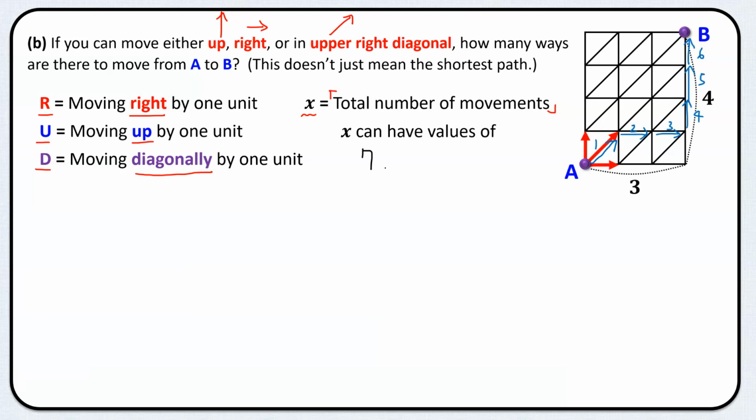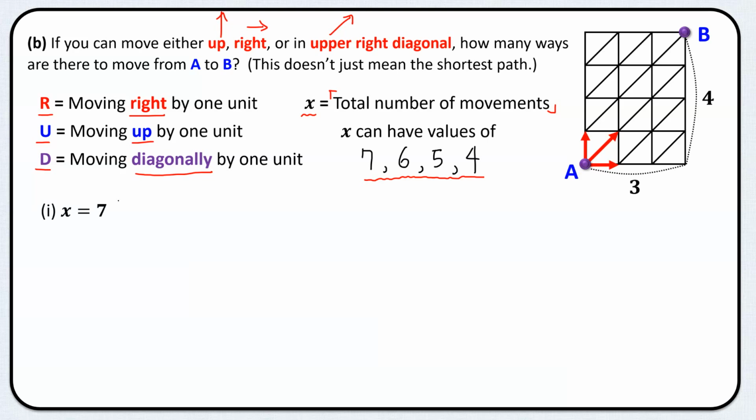Well, you can easily find out that in that case, the total number of movements becomes 6. If we add one more diagonal movement, then the total number of movements becomes 5. And if we add one more so that we have the maximum number of diagonal movements, that is 3 diagonal movements, then the total number of movements X becomes 4. So X can have values of 7, 6, 5, and 4. Let's take a look at these cases one by one.